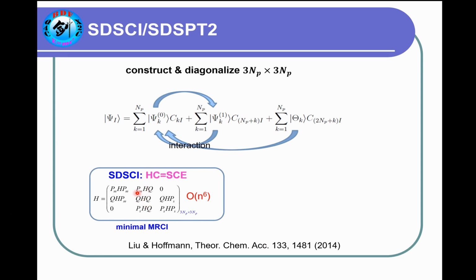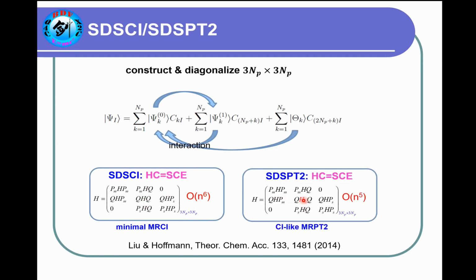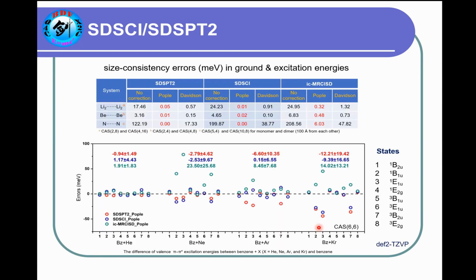So if we replace the QH2 block with a QH0, where H0 is the 0th order Hamiltonian, then we can reduce the scaling down to the 5th power. So we call this SDSP2. SDSP2 is a CI-like perturbation theory. Before the diagonalization is taken, we approximate the Hamiltonian matrix elements. Of course, since we do diagonalization, the method is no longer size consistent.